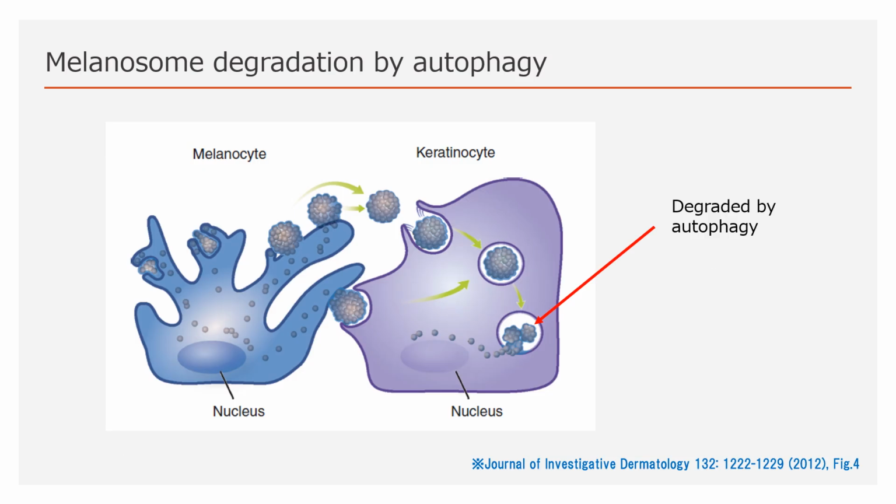Keratinocyte autophagy is also involved in melanosome degradation. As this figure shows, melanins produced by melanocytes are released as melanosomes, and are taken up by adjacent keratinocytes. Melanosomes taken up by keratinocytes are degraded by autophagy. When LPS promotes keratinocyte autophagy, it also promotes melanosome degradation.